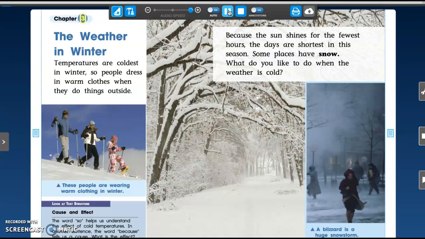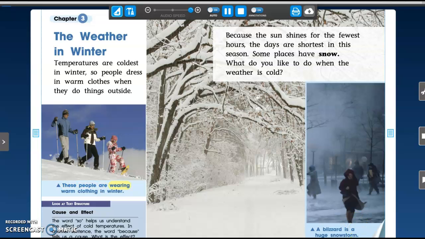Chapter 3. The Weather in Winter. Temperatures are coldest in winter, so people dress in warm clothes when they do things outside. Because the sun shines for the fewest hours, the days are shortest in this season. Some places have snow. What do you like to do when the weather is cold?